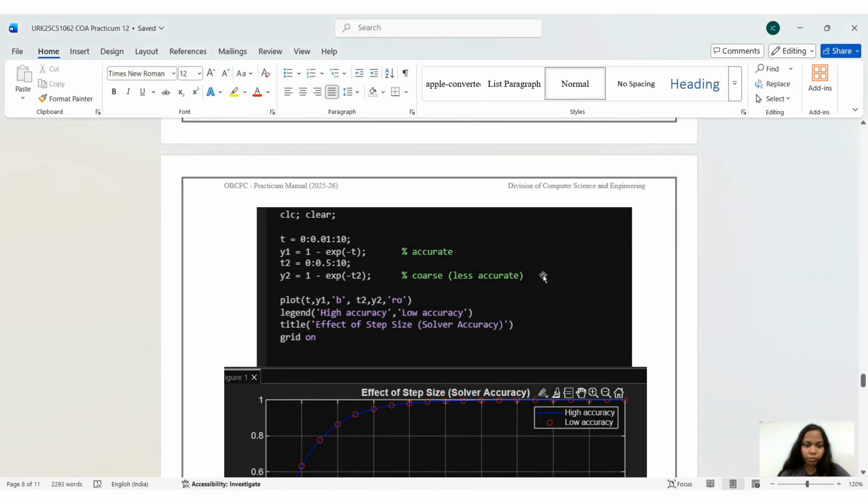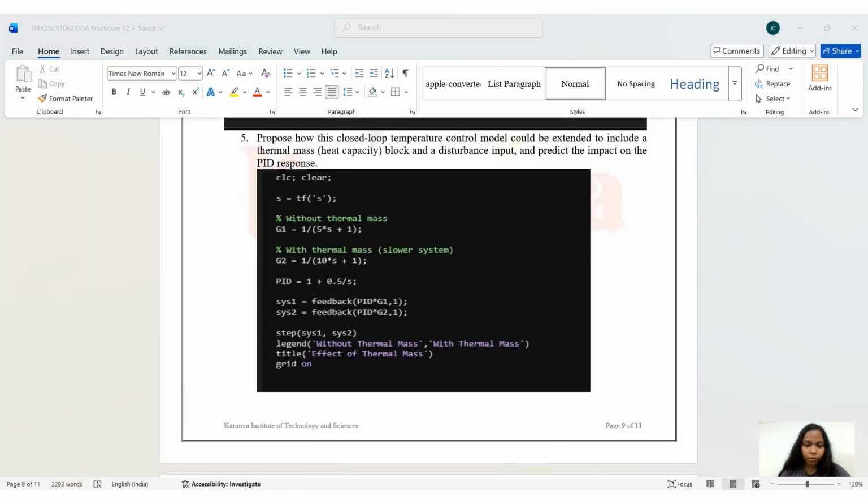And the fifth concept discusses expanding the system by adding thermal mass and disturbance input. Thermal mass represents the ability of a system to store heat, which slows down the heating and cooling process, making the system response more realistic. Disturbances such as external temperature changes test how well the controller can maintain stability under varying conditions. These additions make the model closer to real world industrial systems and improve understanding of controller performance.